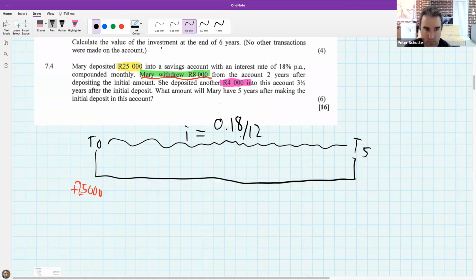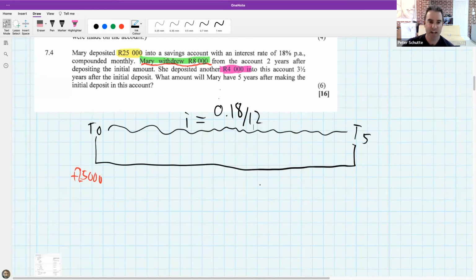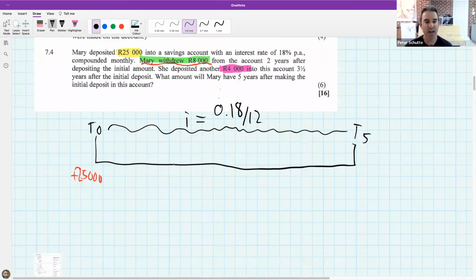Thumbs up? Okay, so now the next thing is, there are these things about going in and going out. So let's talk about the 8,000. When does that occur? She withdrew 8,000 2 years after. Okay, so I'm going to make this T2. And what I'm going to do is put a dotted line down and say minus 8,000. Okay, so that's that bit over there.